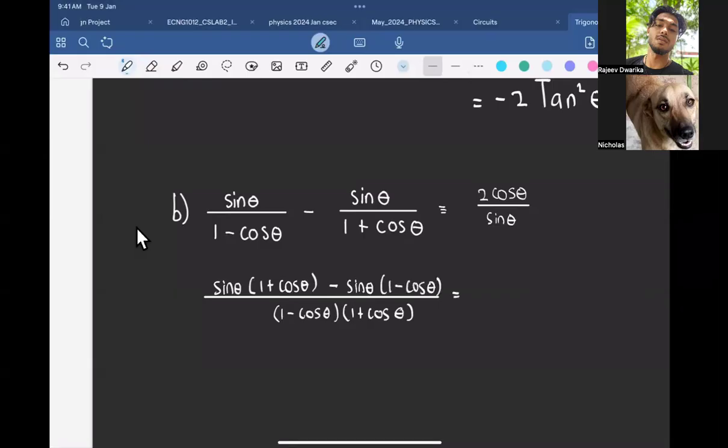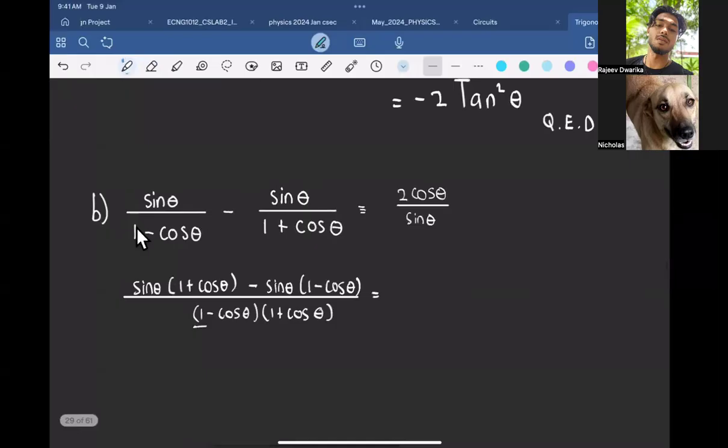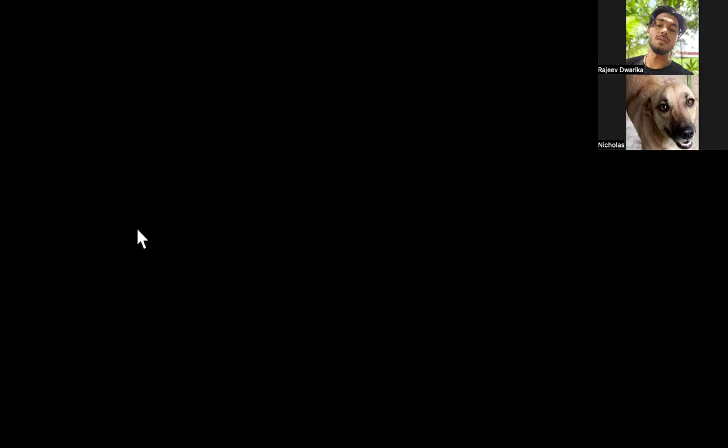Nice. And I want you to remind me, this in the bottom, that's an example of what? Difference of two squares. Well, we know 1 minus cos theta by 1 plus cos theta will work out to be 1 minus cos squared theta. And what do we know 1 minus cos squared theta is again? Sine squared. Yes, we know that 1 minus cos squared theta is sine squared theta.